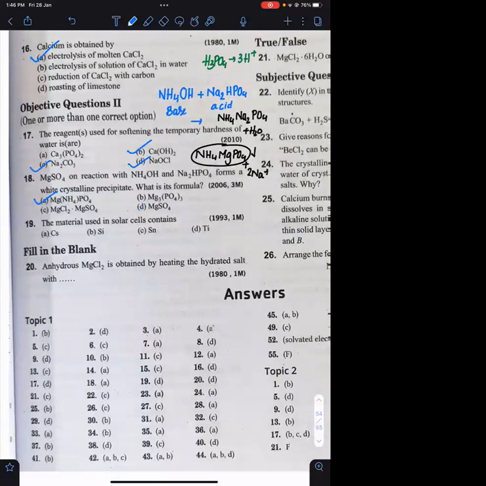Question number 19. The material used in solar cells. What is used? Silicon. Okay, because it has very good semiconductor properties.